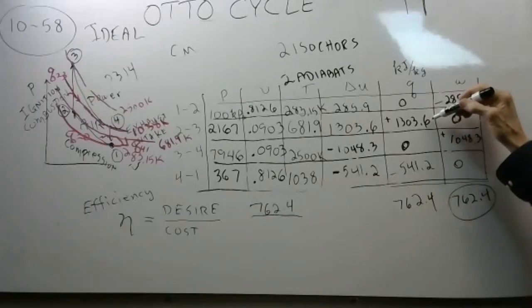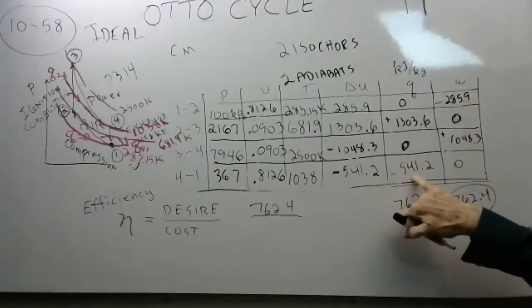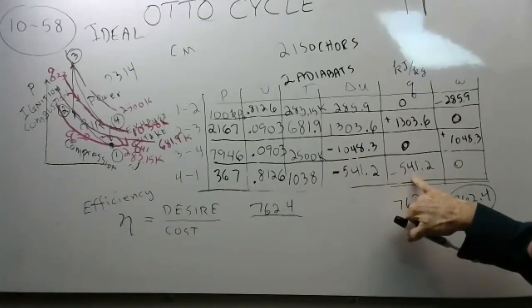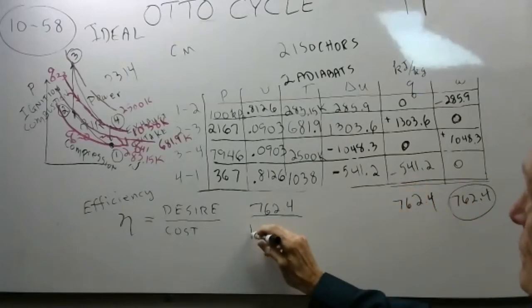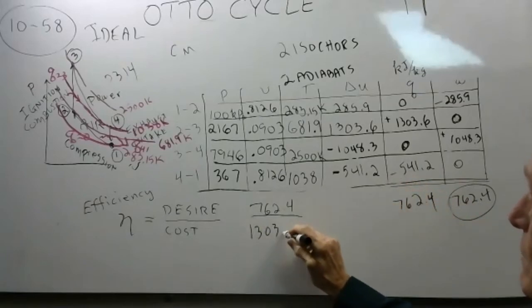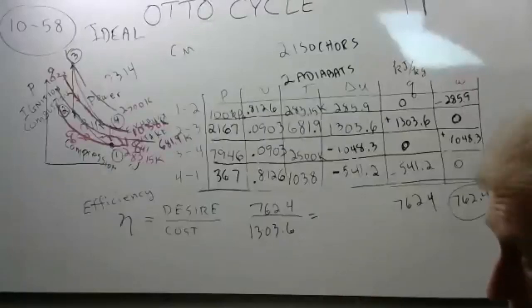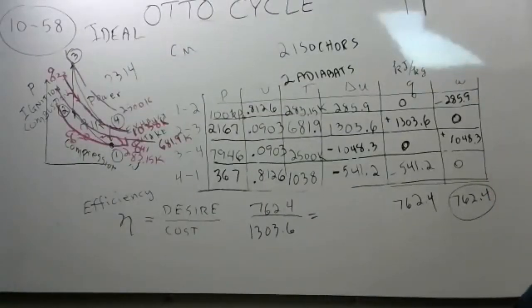Well, you got to pay for this 1303.6. See, this here, you don't pay for that. That's just heat transfer to the environment. You're making Oklahoma hotter. But you got to pay for that gas that you're burning. You got to pay for the 1303.6. And so here we'll get our efficiency now. Here goes.